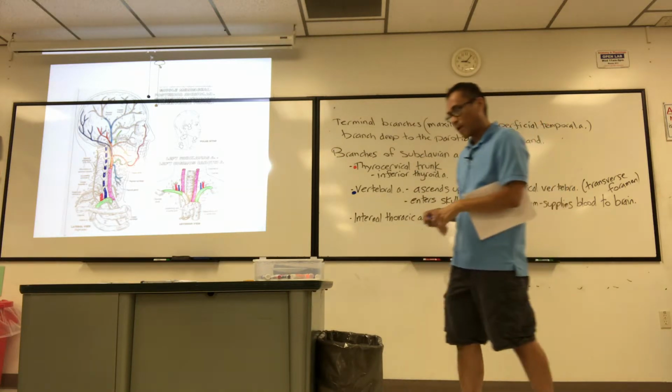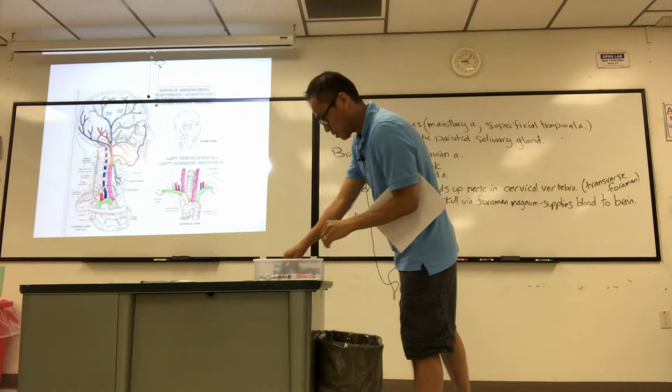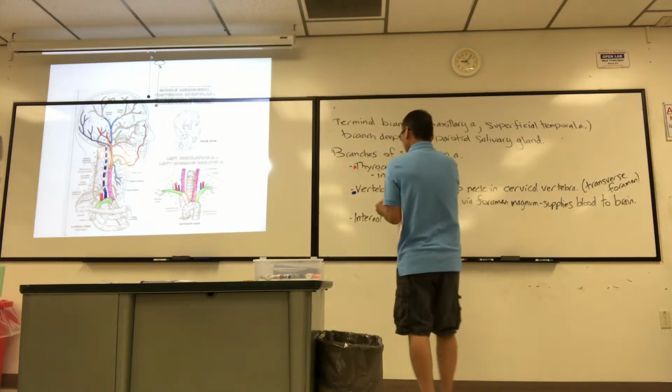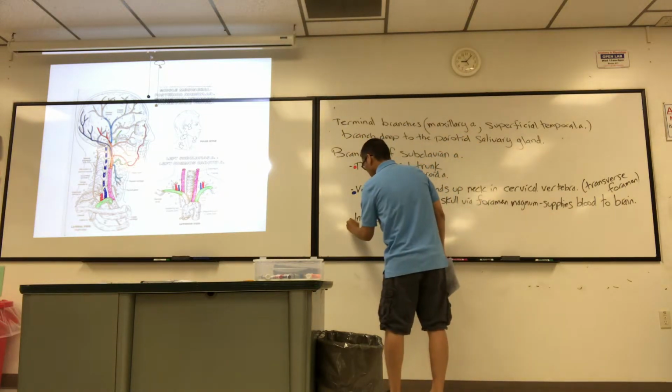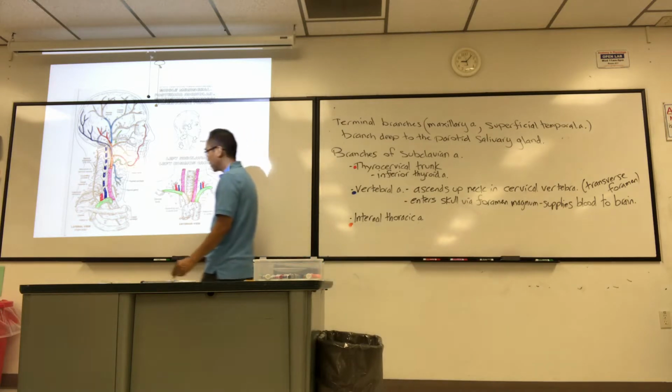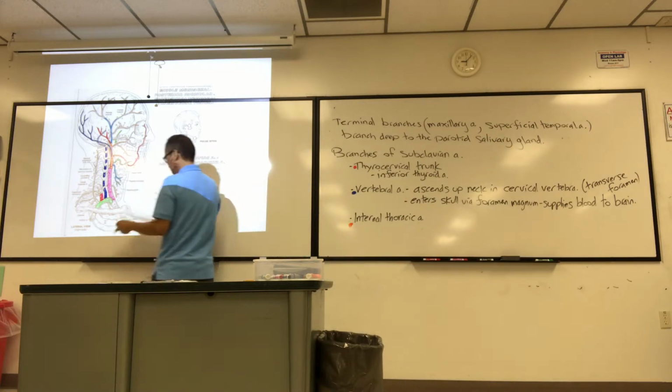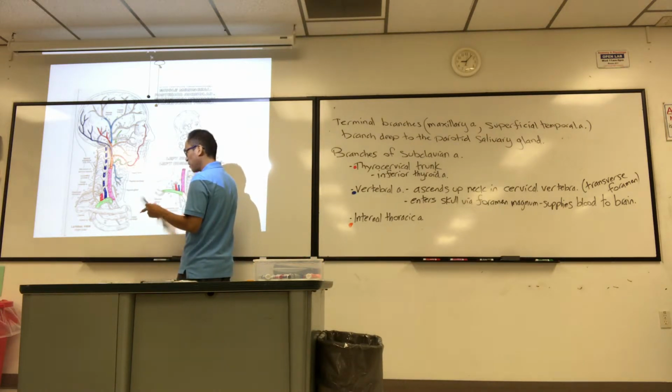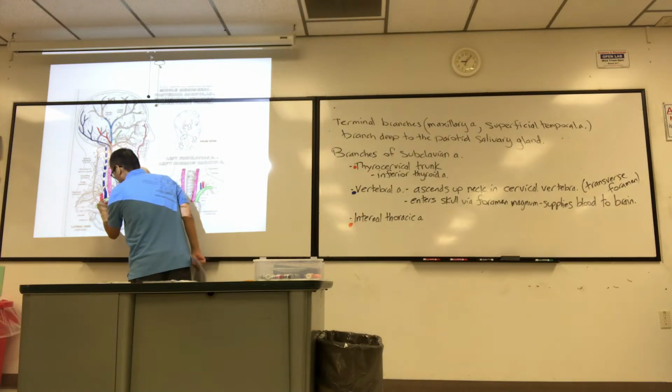Then you had internal thoracic. I use this orange color. It's going down by the sternum. So on this picture, it should be C. Is that C? Yeah, internal thoracic is C. It's this one here.